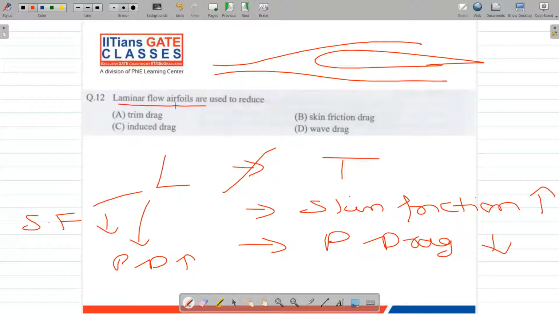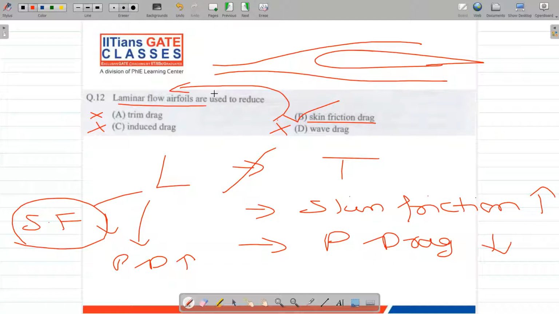So when using laminar airfoils, we want to make sure that your skin friction is as low as possible. That is why, when using laminar flow airfoils, the main idea is to reduce the skin friction as much as possible. The trim drag is not related to using laminar flow airfoils, and the induced drag is for a finite wing, not for a particular airfoil, so we can ignore that. Wave drag is especially for very high speed flows, and in high speed flows you can't retain laminarity in many cases. So the right answer would be skin friction drag, because compared to turbulent flow, laminar flow will give you better performance in terms of skin friction.